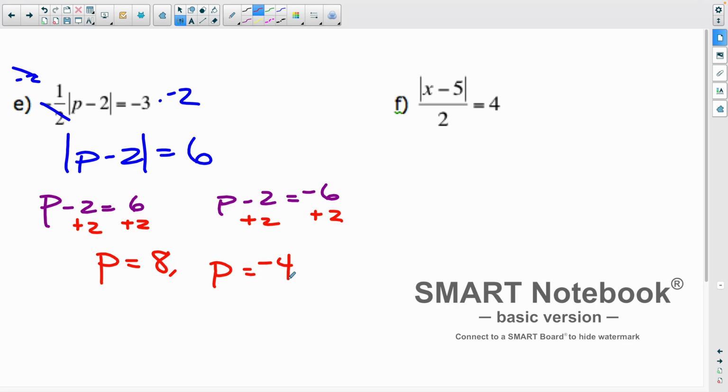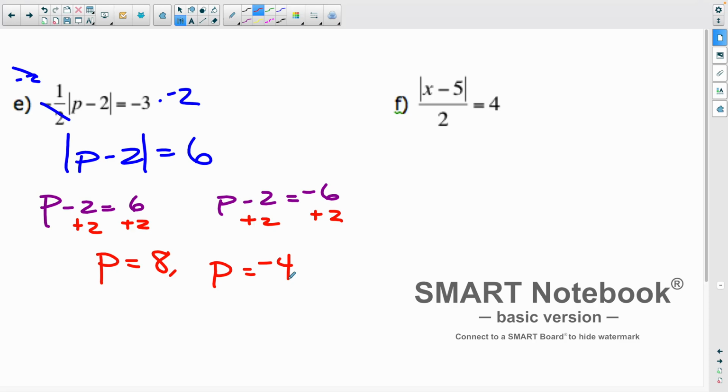So I got p equals 8, and I got p equals negative 4. So I split it, write it down, and then the other one, p minus 2 is equal to a negative 6. Add 2 to both sides. And got it. Questions there?